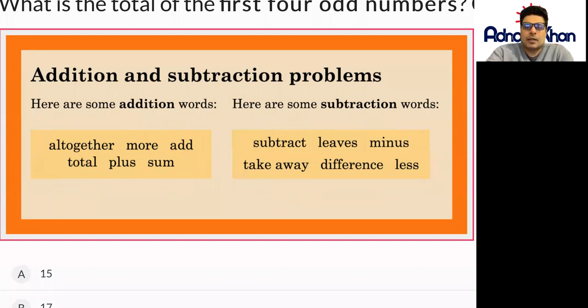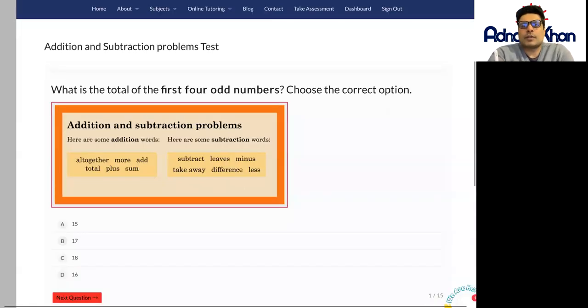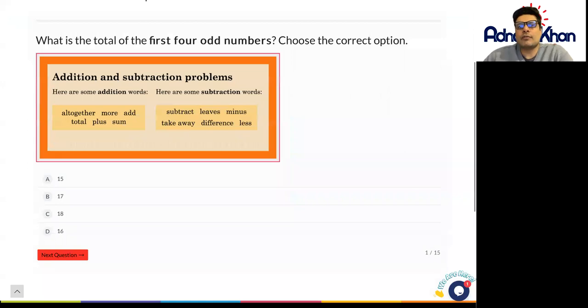Okay, let's go to our first example question. What is the total of the first four odd numbers? First of all, let's work out what our keyword is here. What is the total? Looking at the word total, we can see that it comes under the adding section. So this question is all about adding.